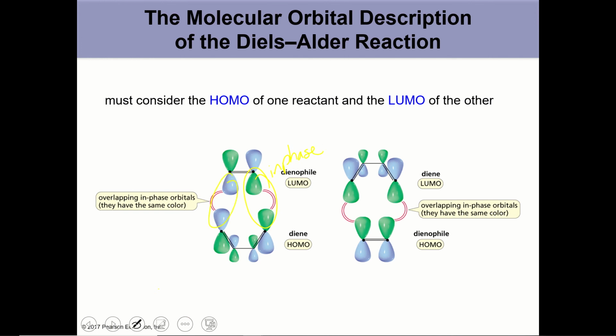So blue goes to blue and green goes to green in phase. And what they're saying is that, well, in some cases, the dienophile may be the nucleophile, but in that case, the HOMO, the highest occupied molecular orbital, donates electrons to the LUMO of the diene, and still we must have in-phase overlap of the orbitals to form the new bonds.